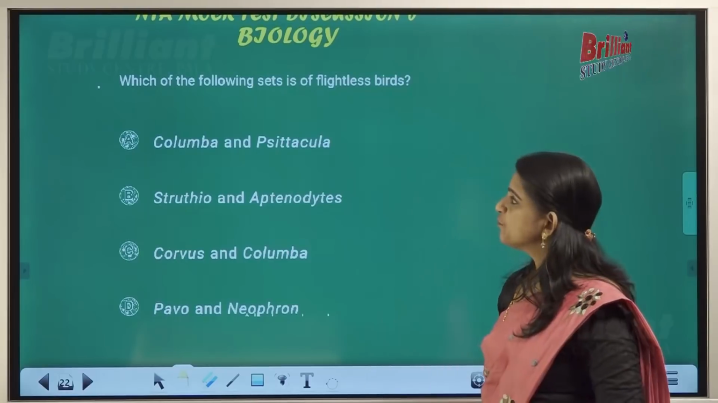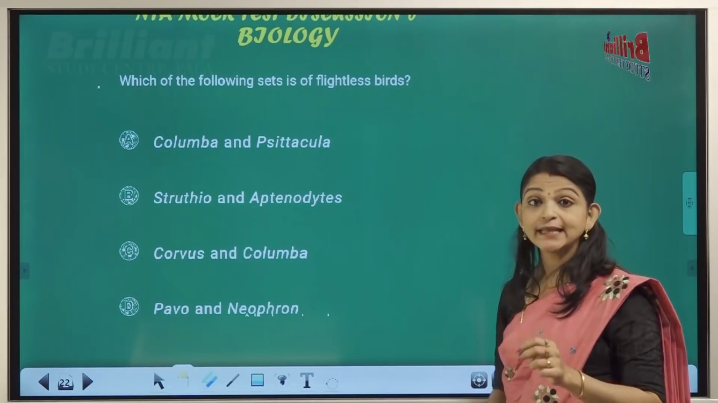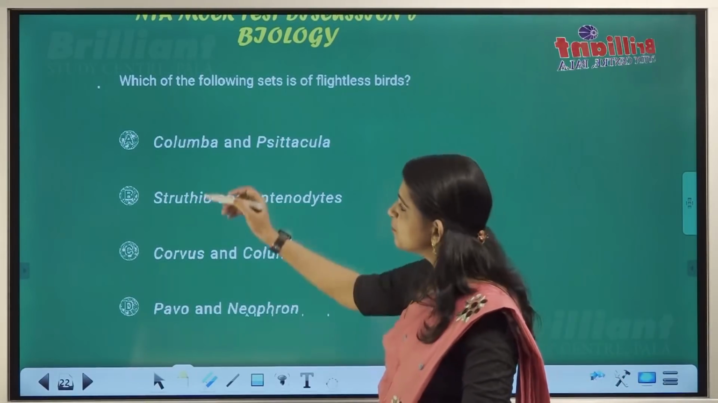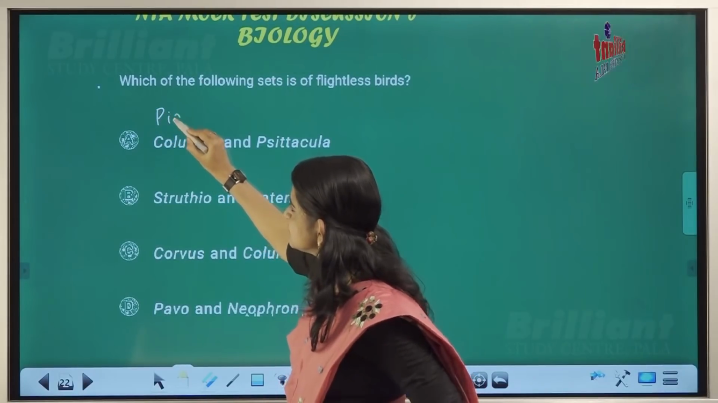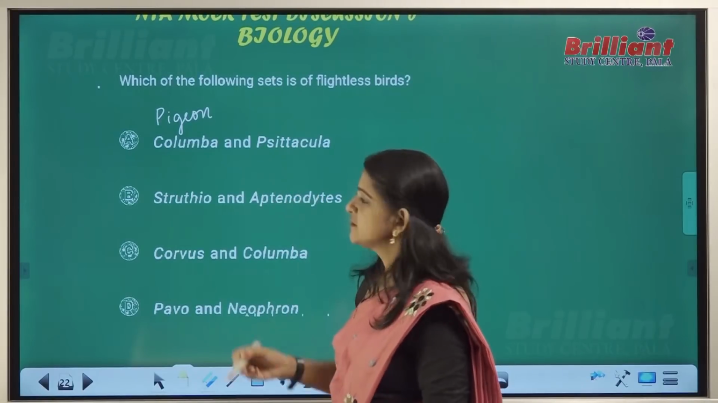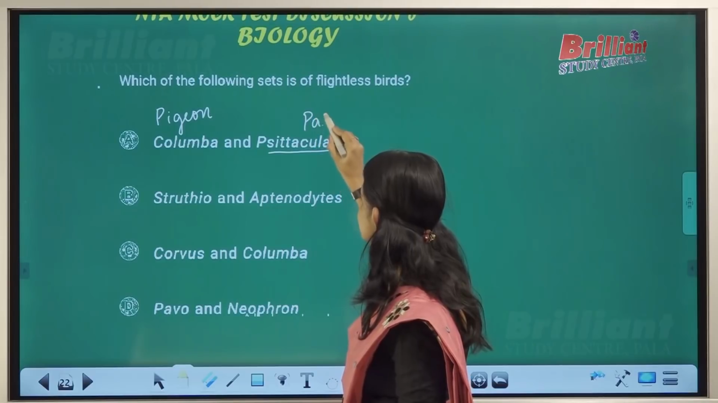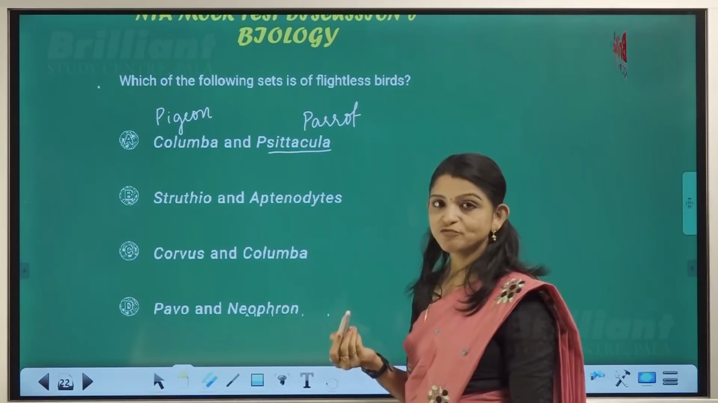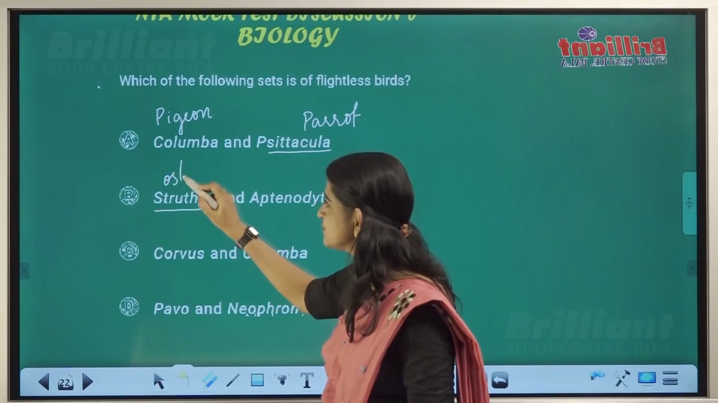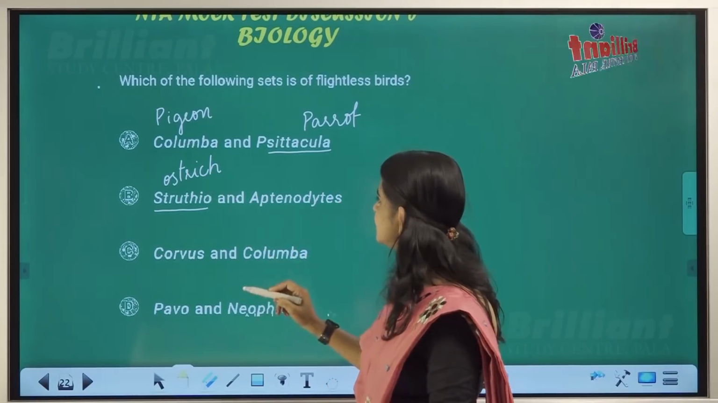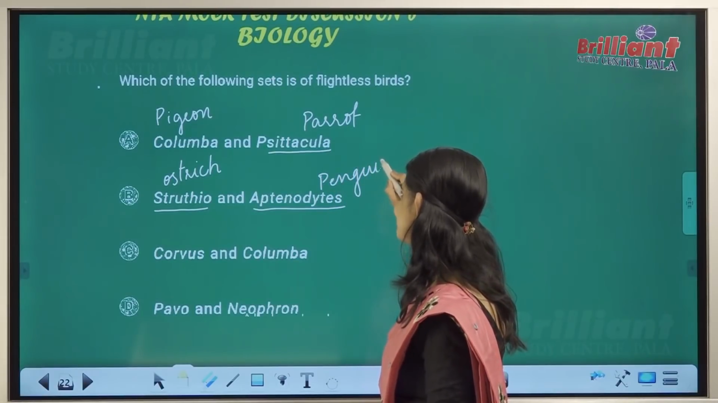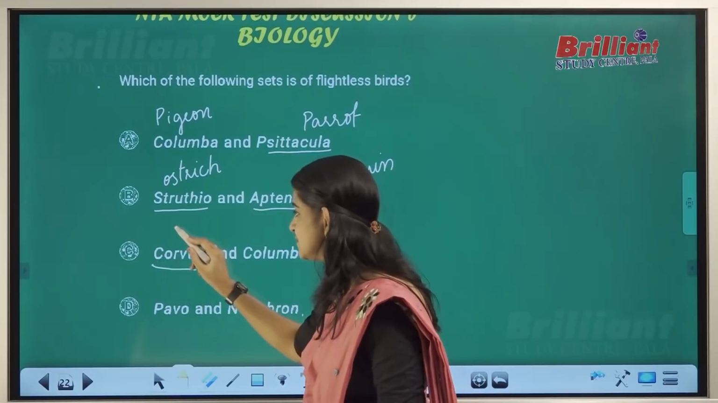Now they are asking which of the following sets is of flightless birds. Let us look into the options first. First option, Columba. Columba, you know that it is pigeon, right? Pigeon is a flying bird. Then Psittacula. Psittacula is a genus of parrot, so that is also a flying bird. Next one, Struthio. Struthio is ostrich. Then Aptenodytes. Aptenodytes means penguin.